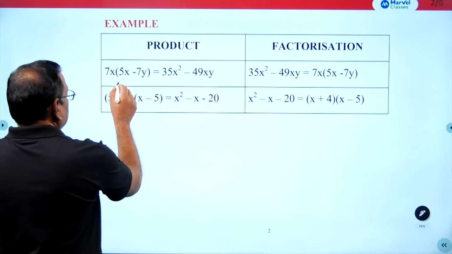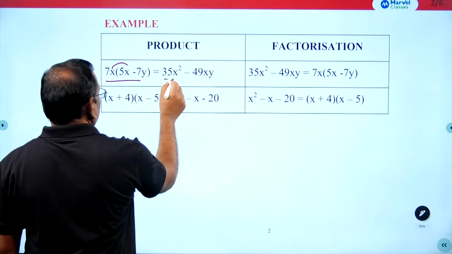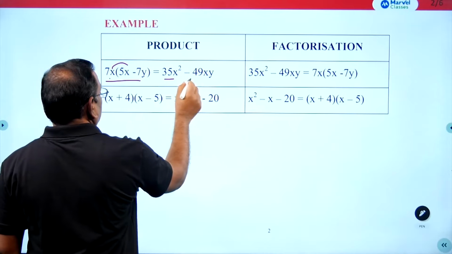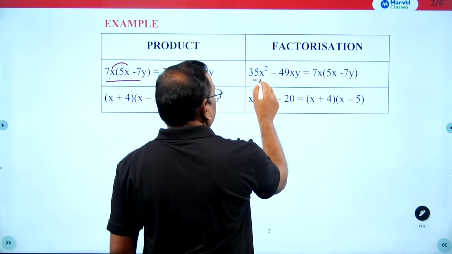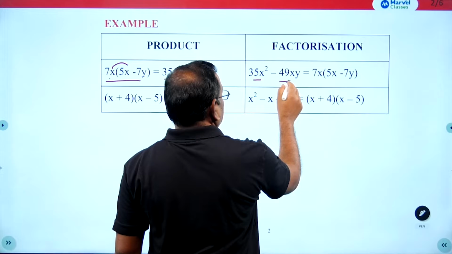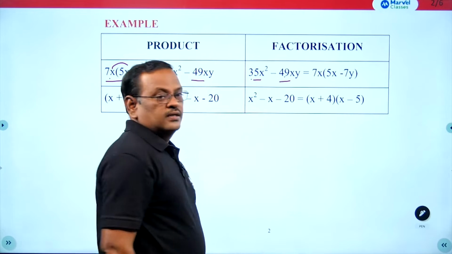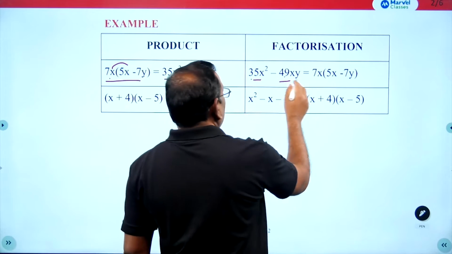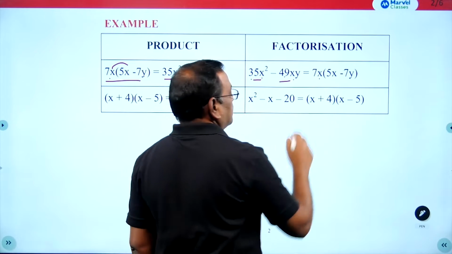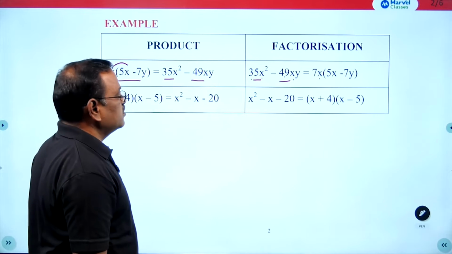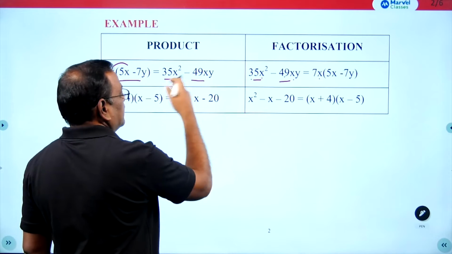7x into (5x minus 7y) equals 7x into 5x, 35x square, and 7x into minus 7y, minus 49xy. If you write in reverse order, this is factorization. 35x square minus 49xy, take the common factors. Here for 35 and 49 the common factor is 7, and from x square and xy the common factor is x. So 7x into the remaining terms. So these two are examples for product to factorization, and factorization to product.